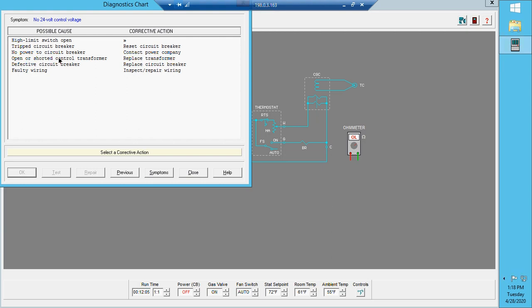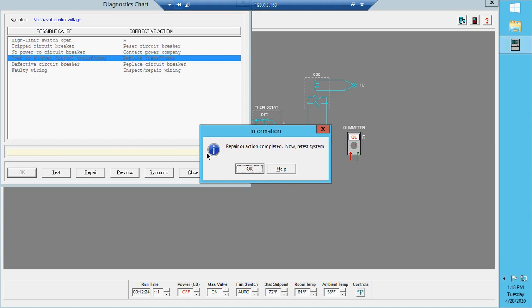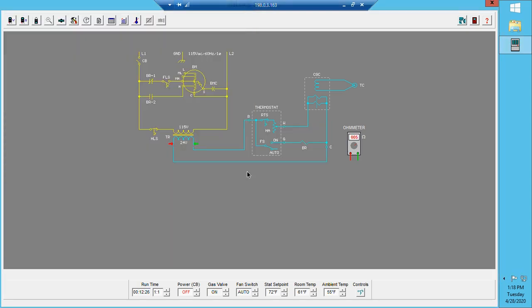Do I have an open or shorted control transformer? We figured that out. Why? Because I had OL on my secondary side of my transformer. So I'm going to click that. Okay, I'm going to repair it. Okay, tells me that I'm good. Look at that. My transformer has now gone from OL to 5 ohms of resistance. I have repaired and replaced my transformer.